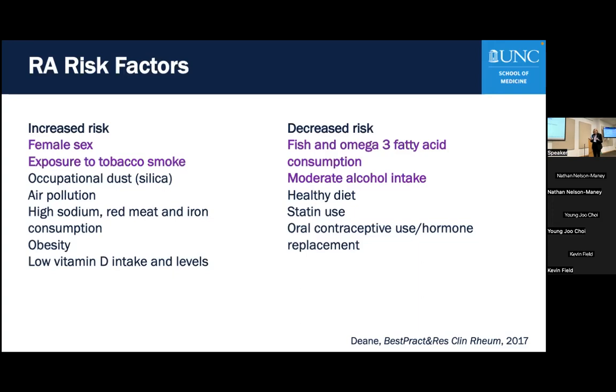There are also things that will decrease your risk for rheumatoid arthritis: consuming fish and other foods that are high in omega-3 fatty acids, and interestingly, moderate alcohol intake. I'm not suggesting everyone should go out and drink to prevent rheumatoid arthritis, but if we look at large groups of people, you're much less likely to develop RA if you drink not a little bit, not too much, just a moderate amount.